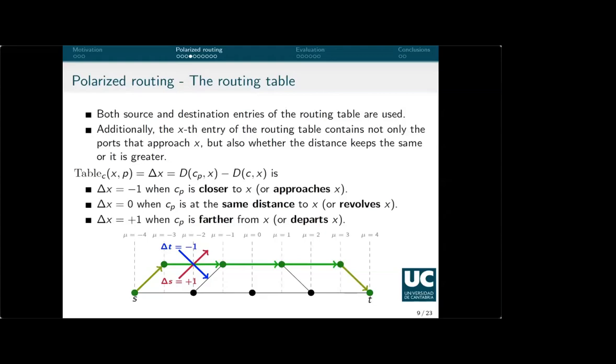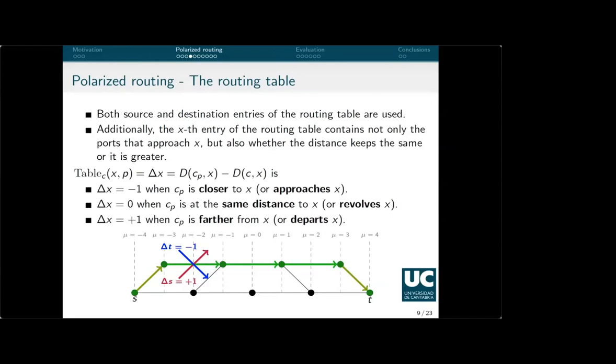The symmetric usage of source and destination has some implications on the routing table. In typical hop-by-hop routing, the routing table is accessed at the entry corresponding to the destination, to get which port advances towards it. However, in Polarized routing, we index the routing table with both source and destination, and combine the two values to find which ports are actually beneficial to take.